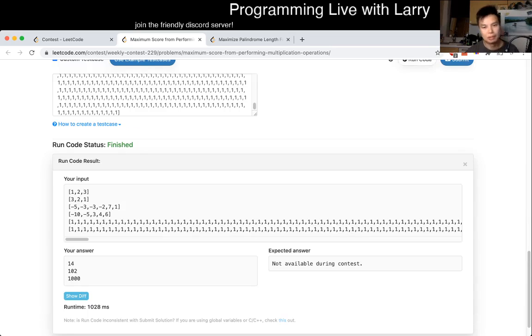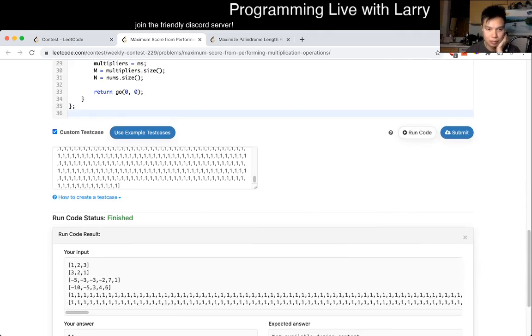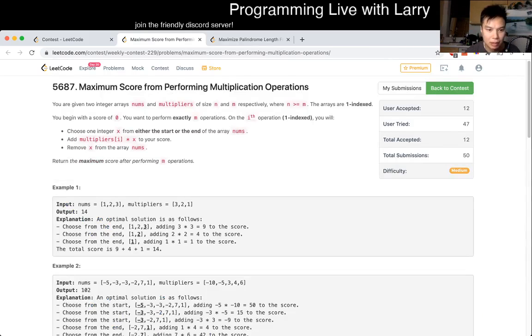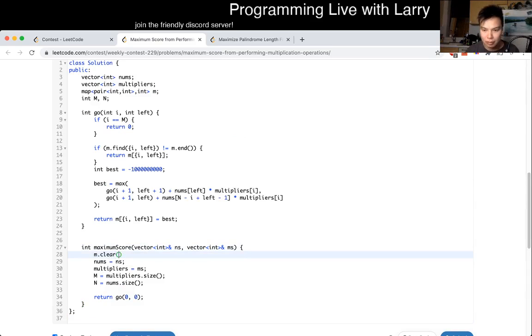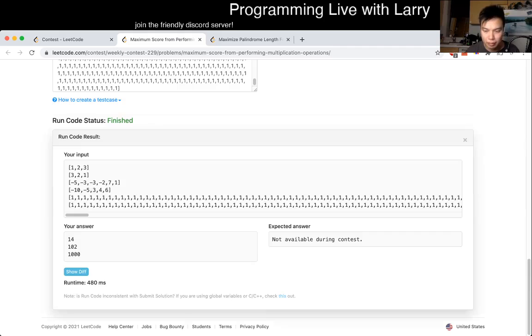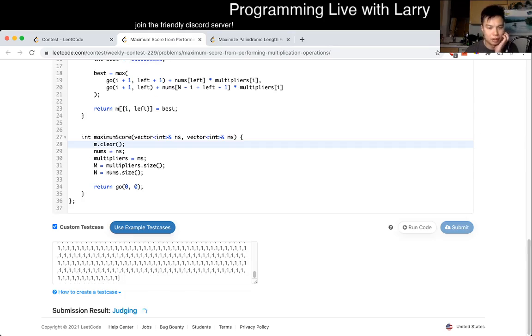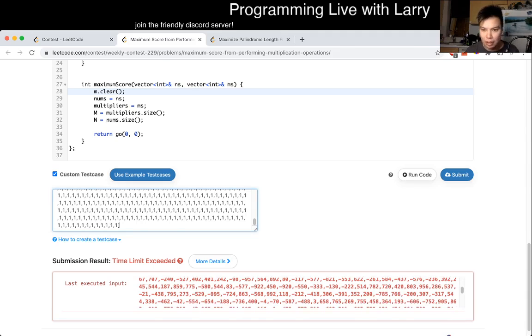Still takes about the same time, so I don't get it. Is there a better solution? Maybe there is a better solution than n square. No, but m square is pretty fast. This is also TLE, then I'll be a little bit sad, but this is actually time limit even faster. I don't get this one then, maybe.